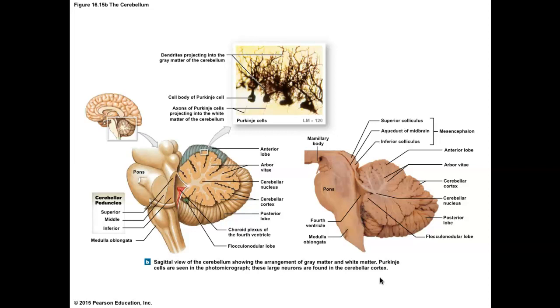Since it has this role in your voluntary skeletal muscle contraction, it also has a role in your motor memory. So when you learn to ride a bike, ride a skateboard, or play piano, these motor skills that you acquire through your life are largely due to the cerebellum's function.